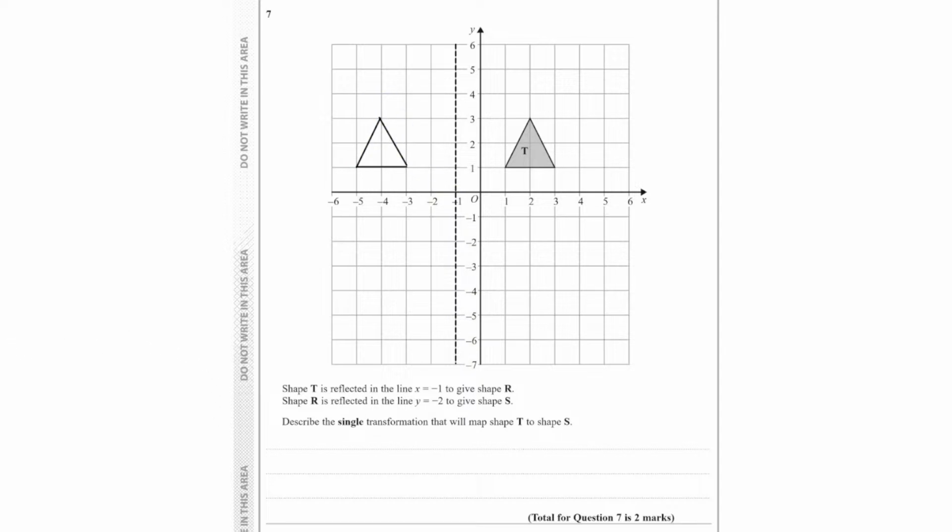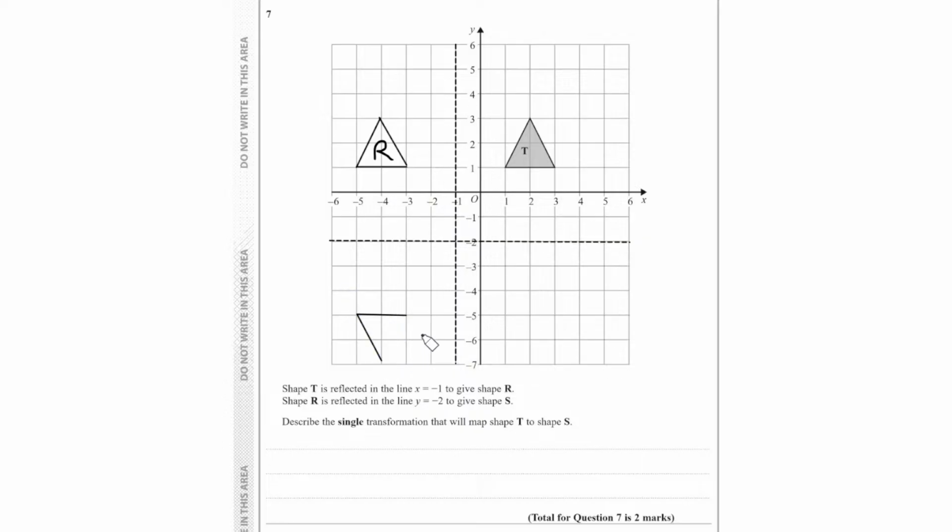So that would be, what do they call that? Shape R. And then they said they've reflected it again in y = -2, so that's a horizontal line across here. And then just be careful because you've got the axis as well. It's actually 3 squares different, isn't it? So 3 down, and obviously it'd be then upside down, wouldn't it?